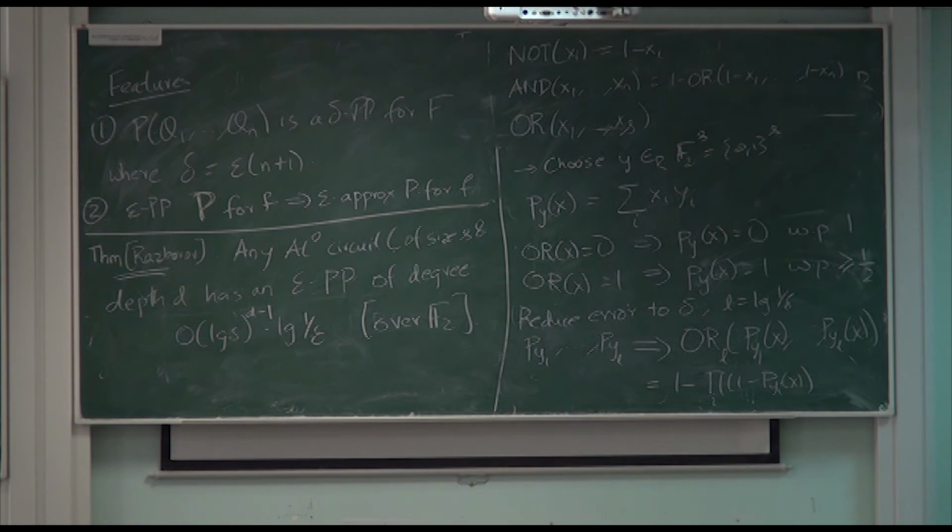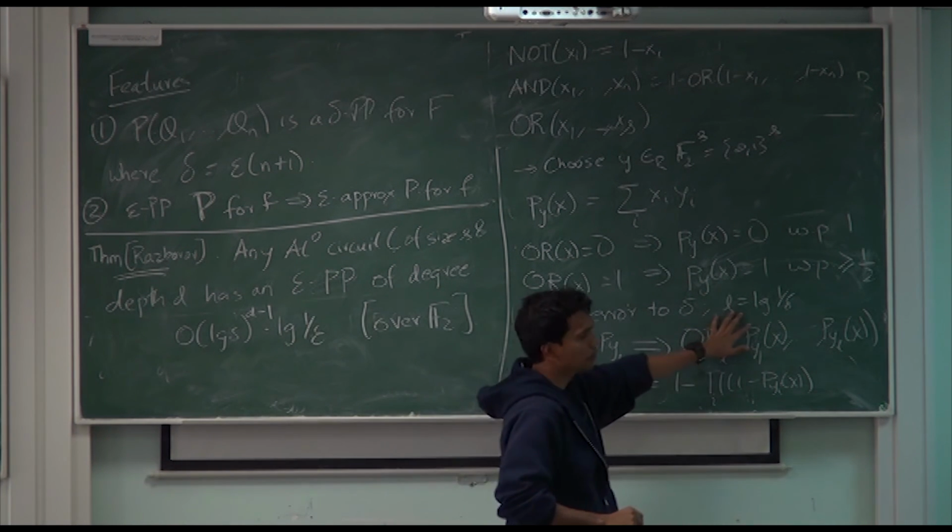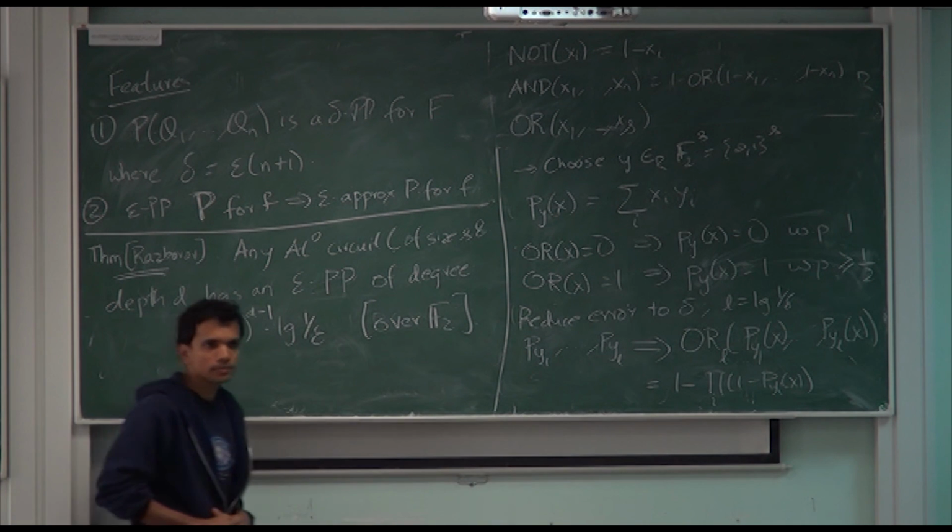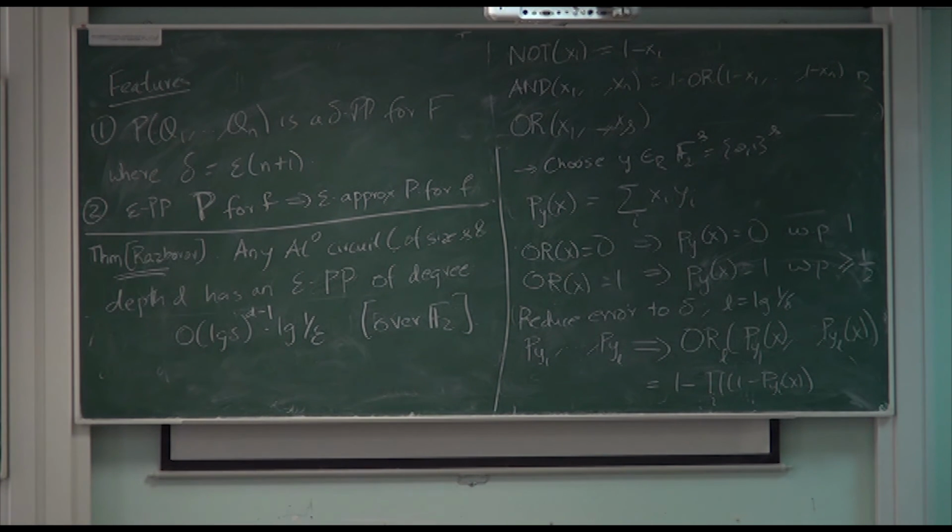More or less done, just a couple of minutes. So is this clear to everybody? This is reasonably clear? Good. So what this does is that it gives us a delta-error probabilistic polynomial for the OR function of degree L, which is order log 1 over delta. And then I take this polynomial and compose it to get a polynomial for the entire circuit. And that's more or less it. We have just one last trick.